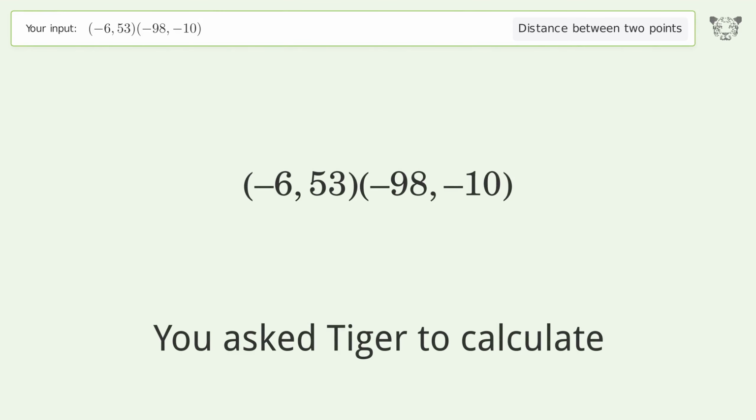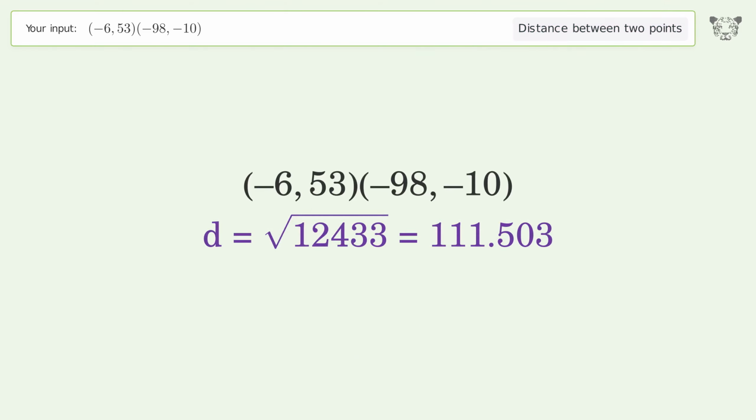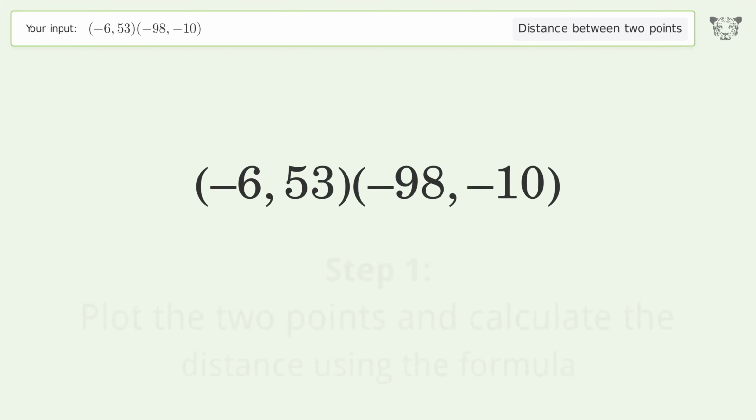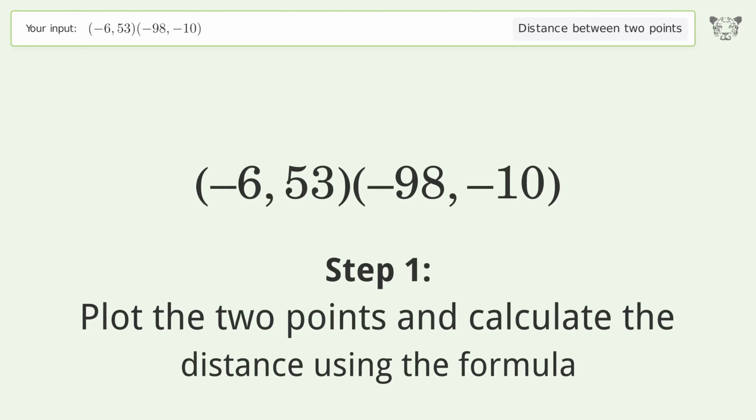You ask Tiger to calculate. This deals with the distance between 2 points. The distance between the 2 points is the square root of 12,433, or 111.503. Let's solve it step by step. Plot the 2 points and calculate the distance using the formula.